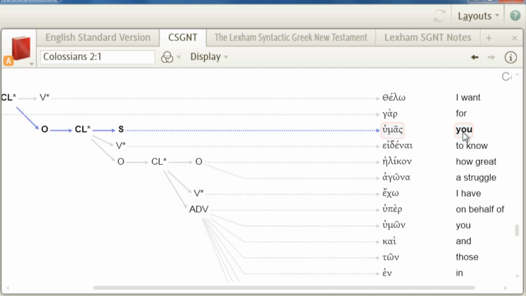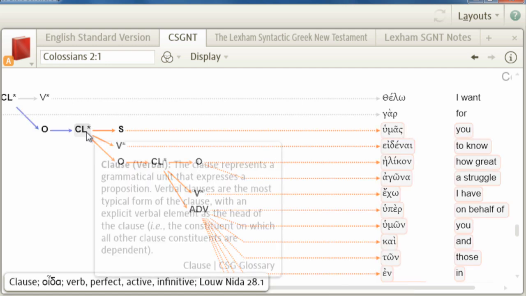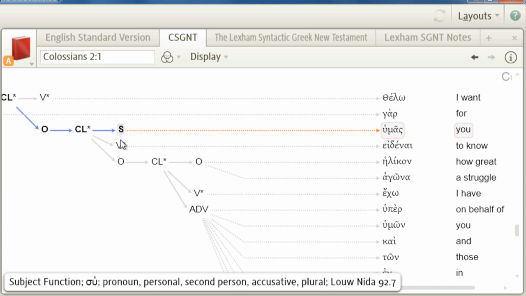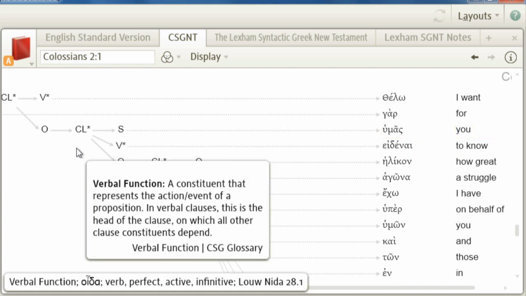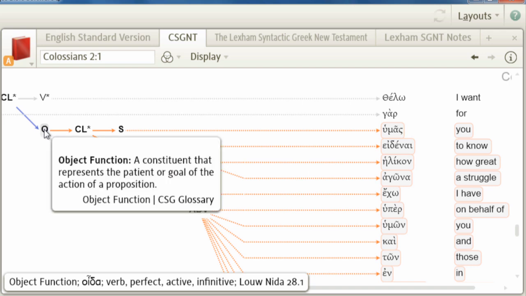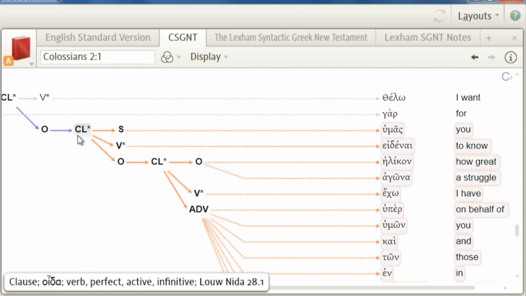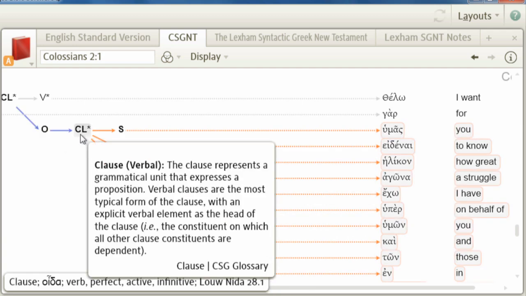Now notice when I hover over this word, a section of the graph is highlighted. And here in the graph, you can see the dual function of that word, humas, translated you, functioning as both the subject within this clause, as the subject of the verb, but also, one level up, it functions as the object at the same time. And so within this clause, it functions as the object, and within this clause, it functions as a subject.